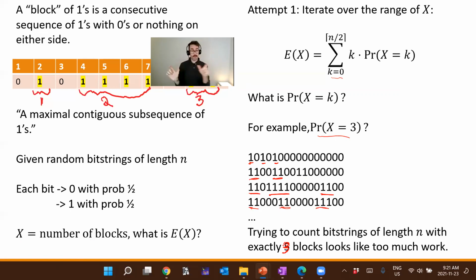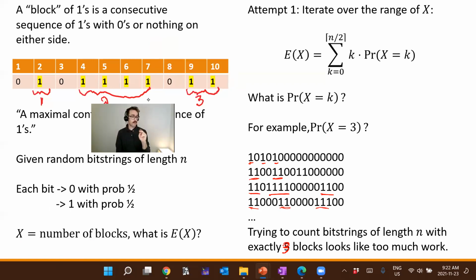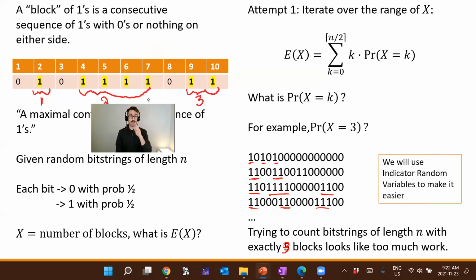So what we want to do is try and be clever about this. We're going to try and use indicator random variables, but we're going to try and do it in a way that we choose them and represent what we are counting correctly.